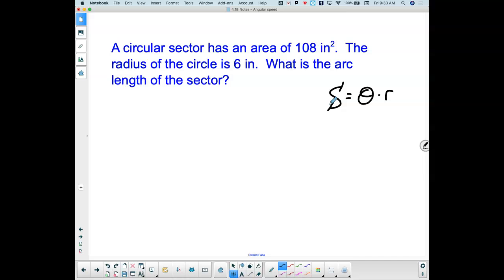What I would do is just use the radius to find out what the area of the whole circle would be, and then set up a fraction. Or actually it'd be a proportion, not a fraction. I would do 108 over 113.1, or 36 pi, because you did pi r squared there? Yes.